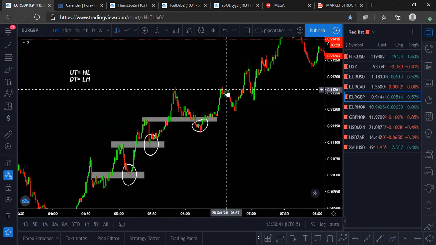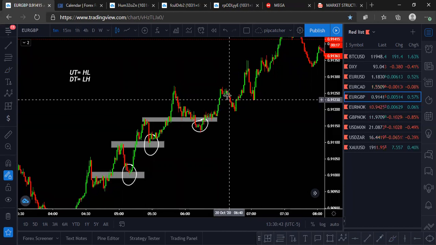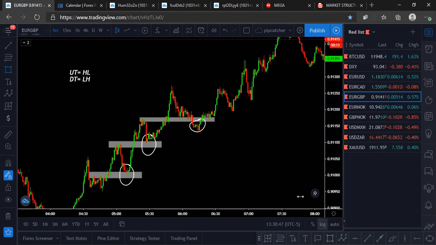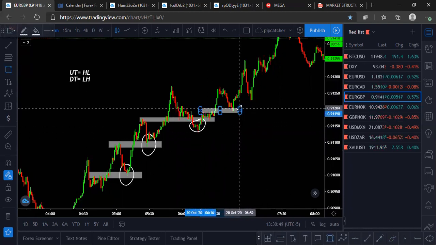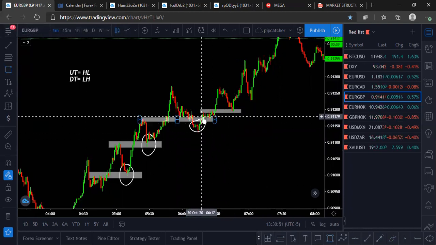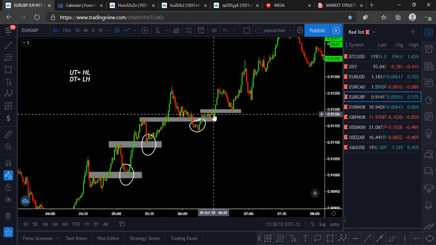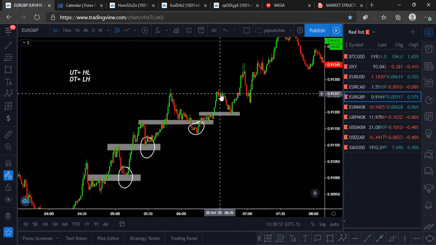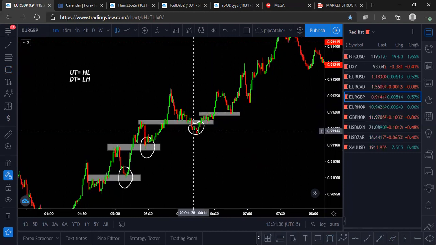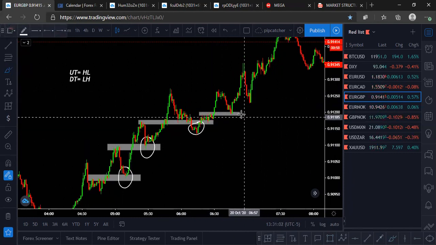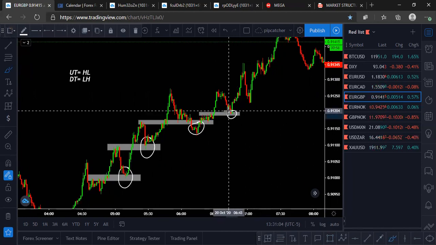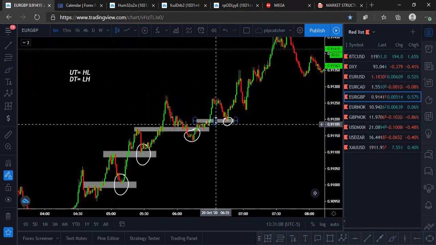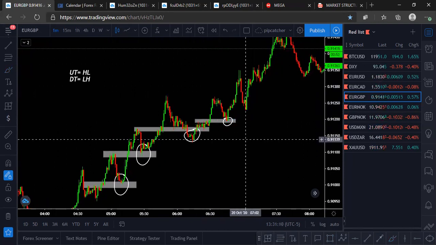So do we want to essentially take this next pullback? You can possibly. If you look right in here where structure was kind of flat and indecisive and then aggressively broke through and retraced back into that area, yeah, you could take a chance with your money and take a buy opportunity there. You would have made money. But now look what happens next.